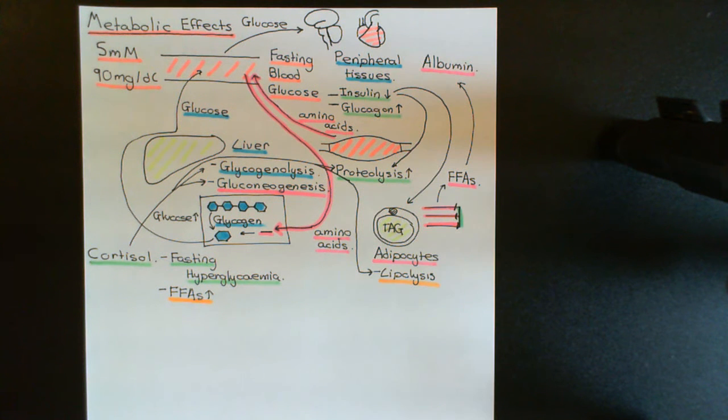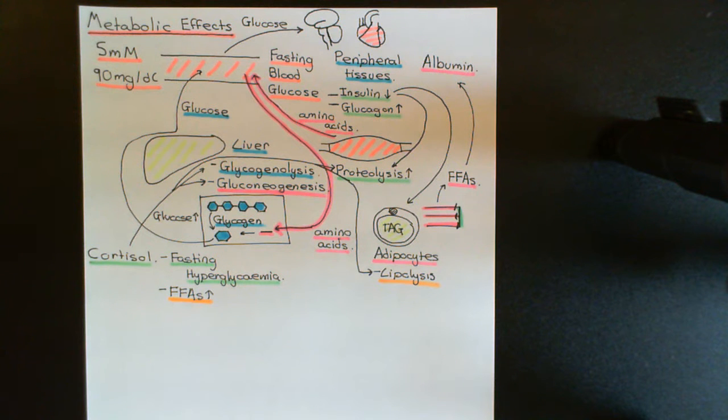Okay, so we're currently talking about the effects of cortisol on different tissues around the body, and we've now looked at the metabolic effects of cortisol, and we've seen that it will raise fasting blood glucose level, it will also raise the amino acid concentration in the blood, and also the free fatty acid concentration within the blood.